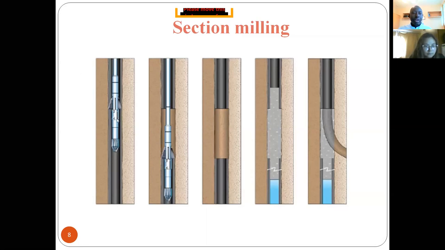After activating, we can begin or initiate rotation and circulation. As we are circulating and increasing the weight on the cutter, we cut the entire section. As we can see here, the entire section is removed. The metal particles can be collected at the surface, and we weigh the amount of metal that is cut.